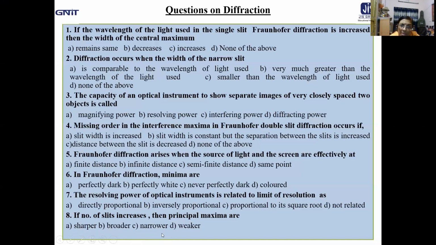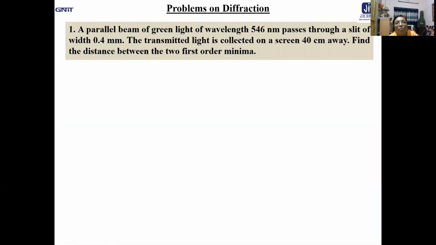the corresponding answers in the form of multiple choice questions, and I hope you understand the things from the chapter it is made. From the entire chapter it is made. Okay. Let us now move to the problems. The first problem. A parallel beam of green light of wavelength 546 nanometer passes through a slit of width 0.4 millimeter. The transmitted light is collected on a screen 40 centimeter away.